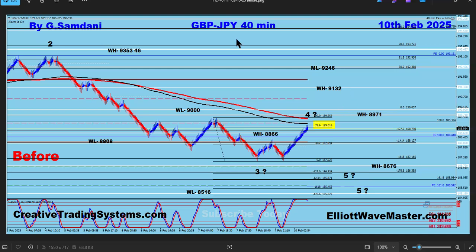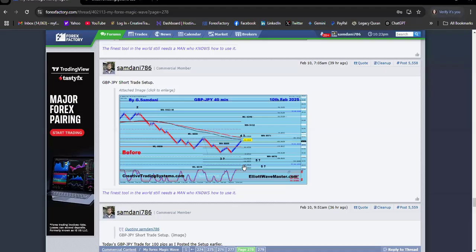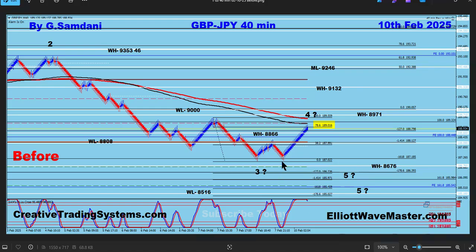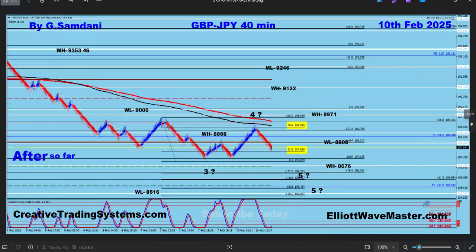So what happened to this chart? Let me show you. I posted this here on my Forex Factory forum. You see that? This is the chart right here. It's posted, that it's going to drop here, and I said pound yen short trade setup. So what happened to this chart? Okay, it started to drop, and this is how it dropped to my target, the 23% line.